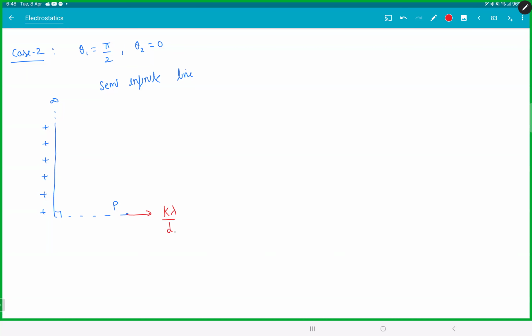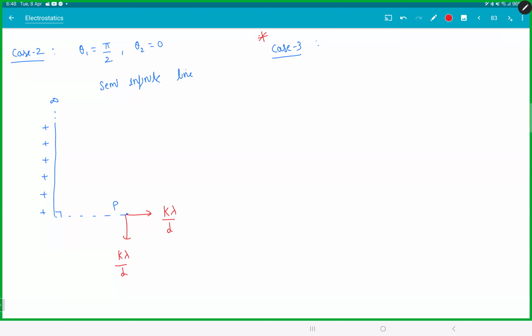Then if you look at case 2, let's say theta 1 is 90 and theta 2 is 0. We get a semi-infinite line charge. Meaning one side is infinity. Point P is here. We have k lambda by d and k lambda by d. Now this third case is important. This is where people mess up a bit.